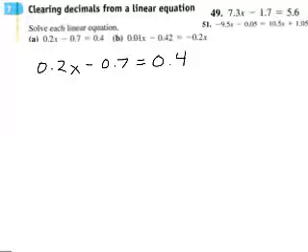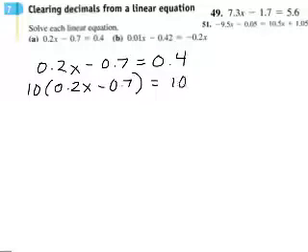Now notice there's just 1 decimal place in each one of them. They're all tenths. So if we multiply all of them by 10, it'll move that decimal place to the right 1 place, and you'll have all integers. So let's do that. We'll go 10 times 0.2x minus 0.7, and we'll go 10 times 0.4. Okay, and again, distribution, right?